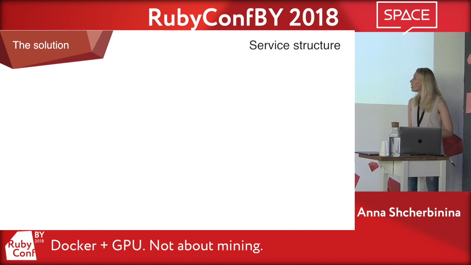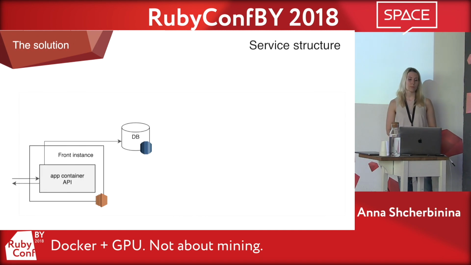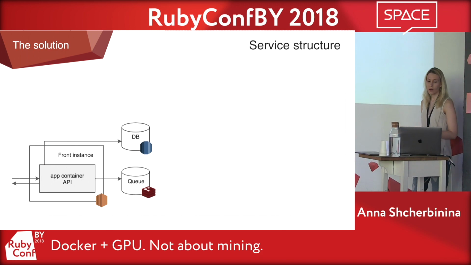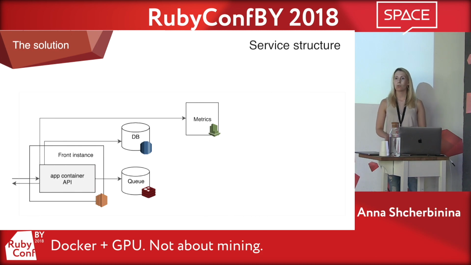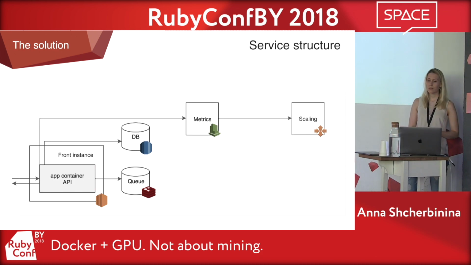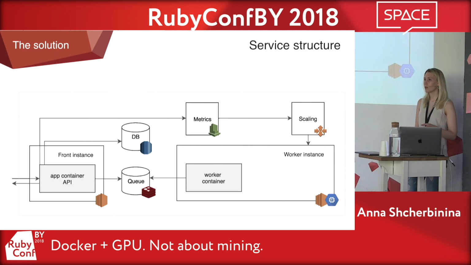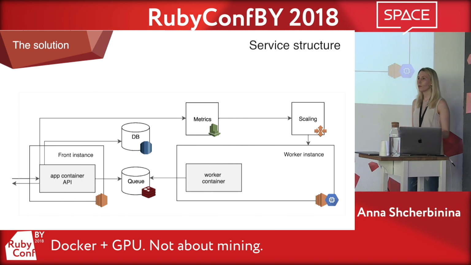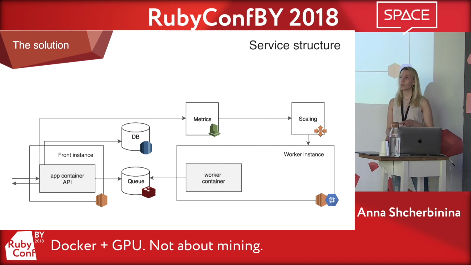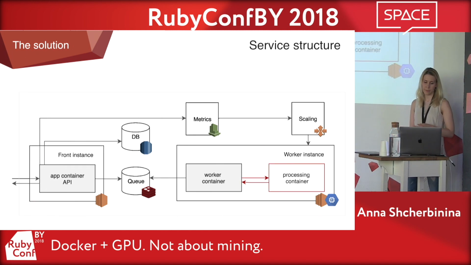Let's take a look. Firstly, we have a front instance which is responsible for the API calls. It saves some data to the database. It adds a job to the queue to be performed and sends metrics about jobs. The scaling starts the instance with the GPU, where the worker container is launched on Upstart by using Ansible. The worker accesses the queue and takes the job to be performed. It prepares some data and then runs the processing container.